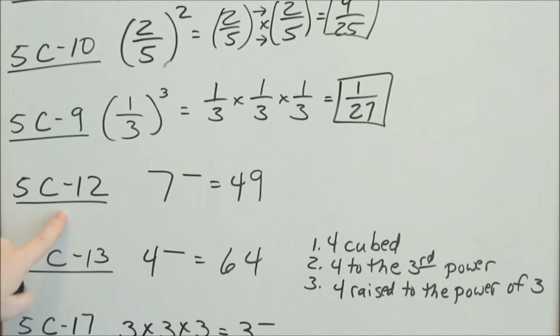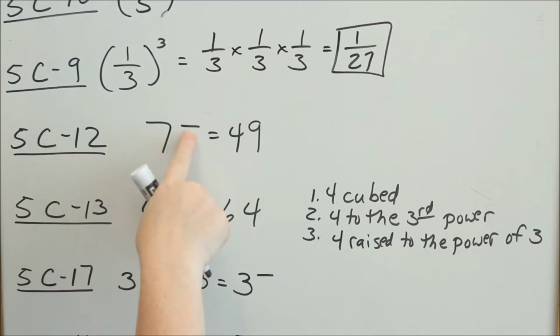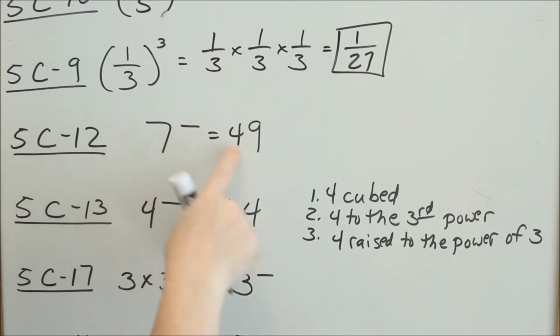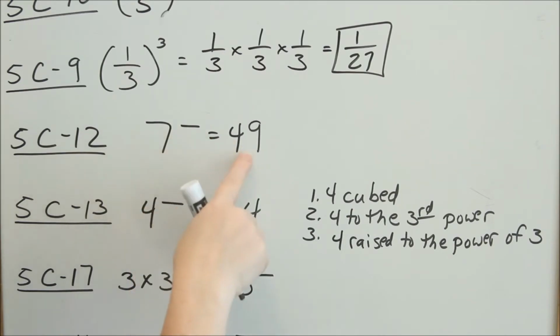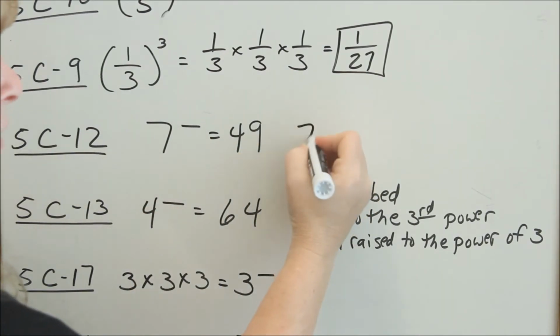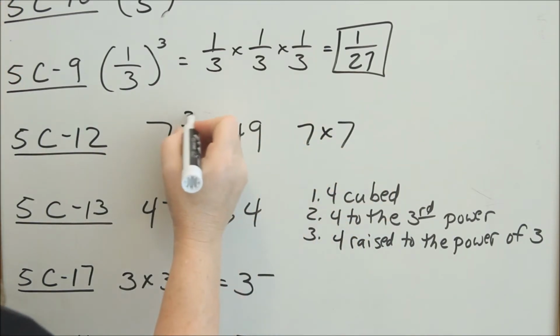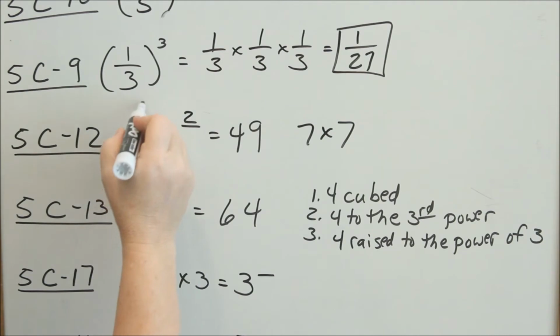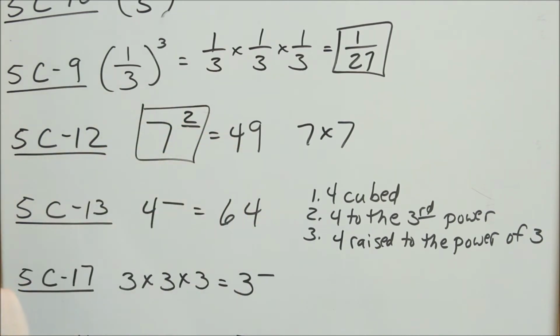Now look at 5C number 12. Okay, the instructions are different from this one. For this one, 7 to the what power? The exponent is the blank. 7 to the what power gives you 49. So what goes in this blank? 7 times itself, however many times? Well, 49 is 7 times 7. That's written 2 times. So this exponent needs to be a 2. 7 squared, or 7 to the second power, equals 49.